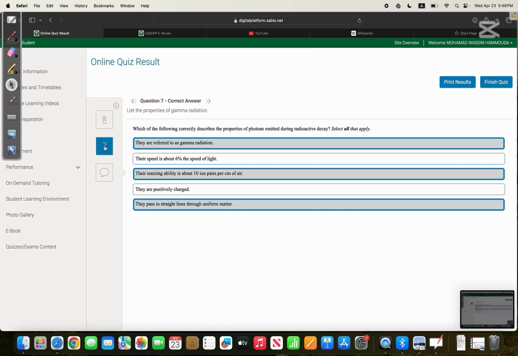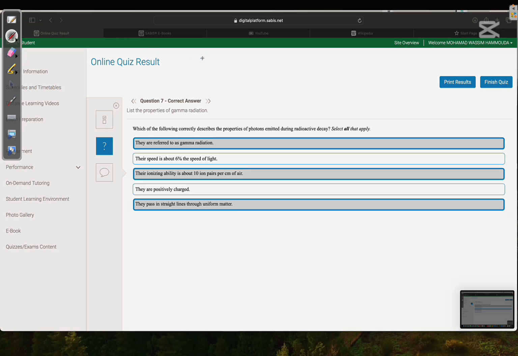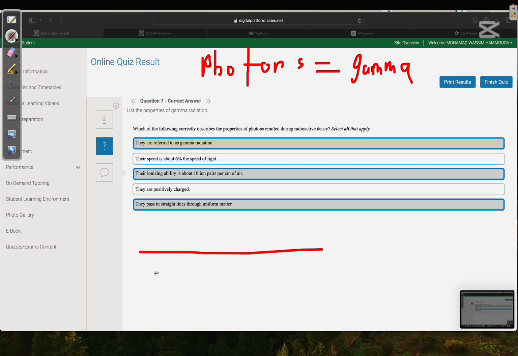Which of the following correctly describes the properties of photons emitted during radioactive decay? So photons are basically gamma particles. Okay. As we know, light, or photons in this case, move in a straight line. Their movement is like light and they have the speed of light.